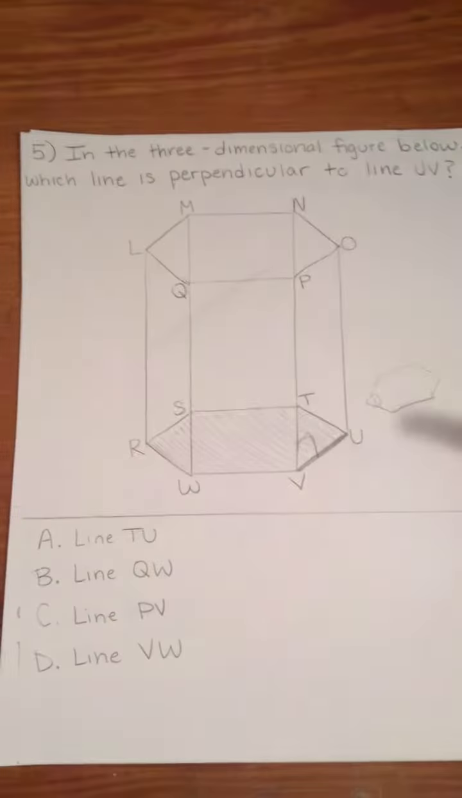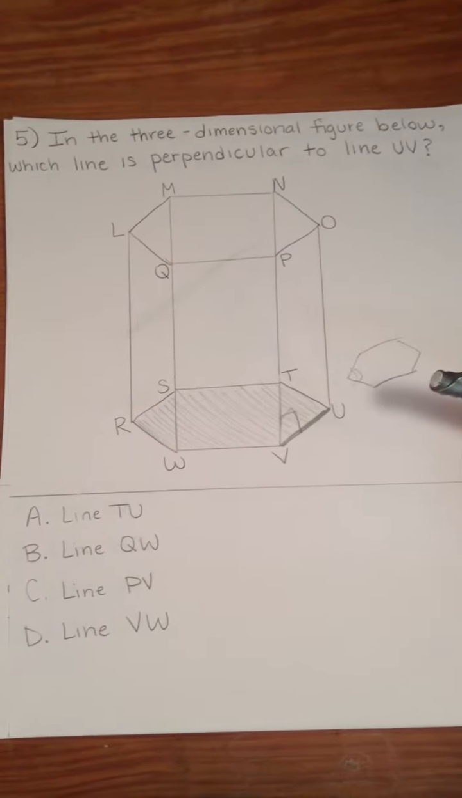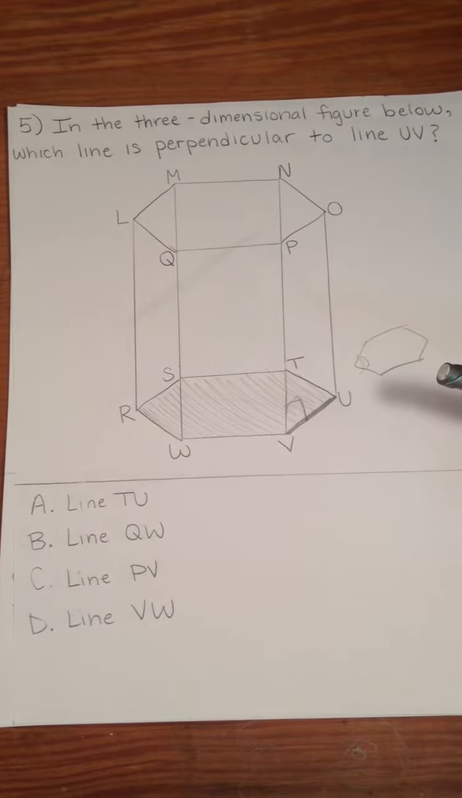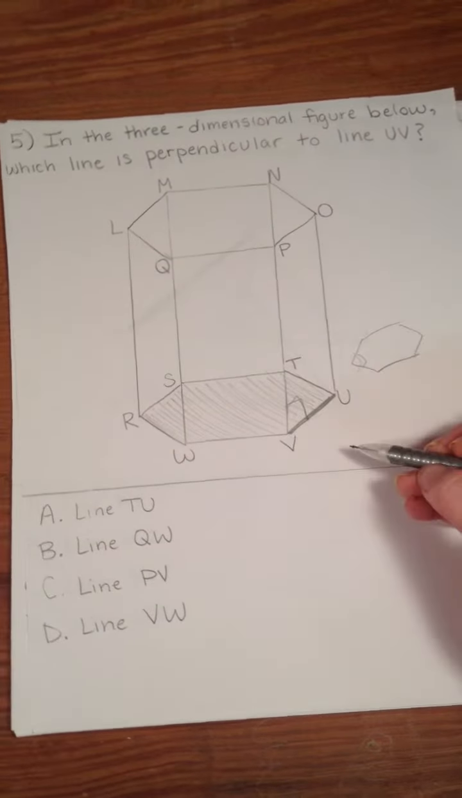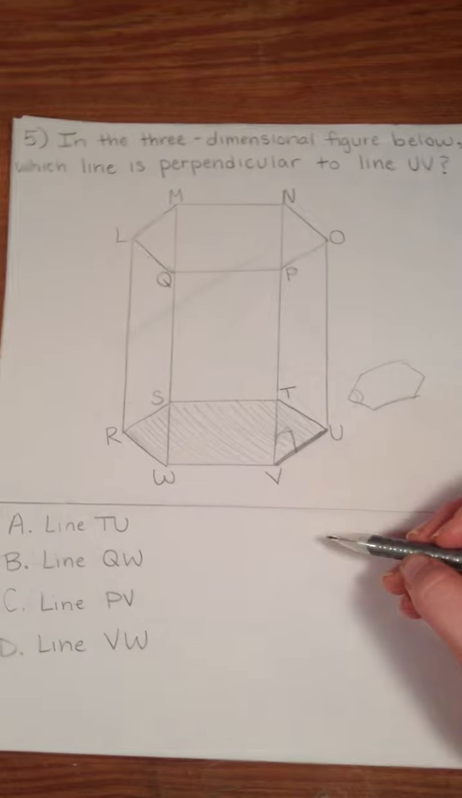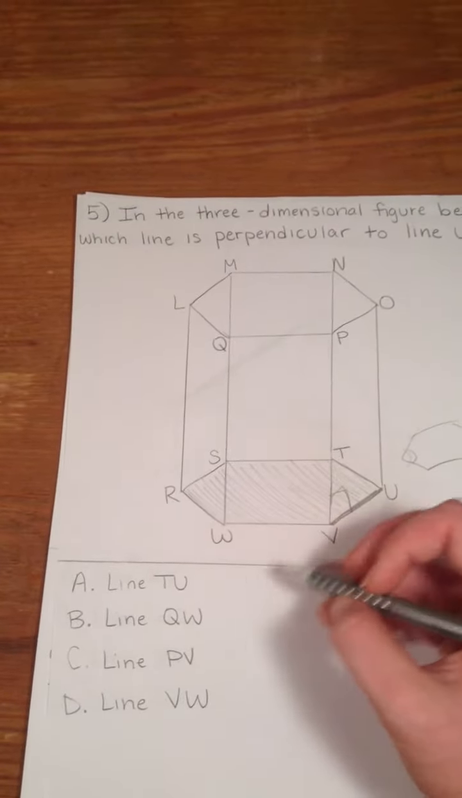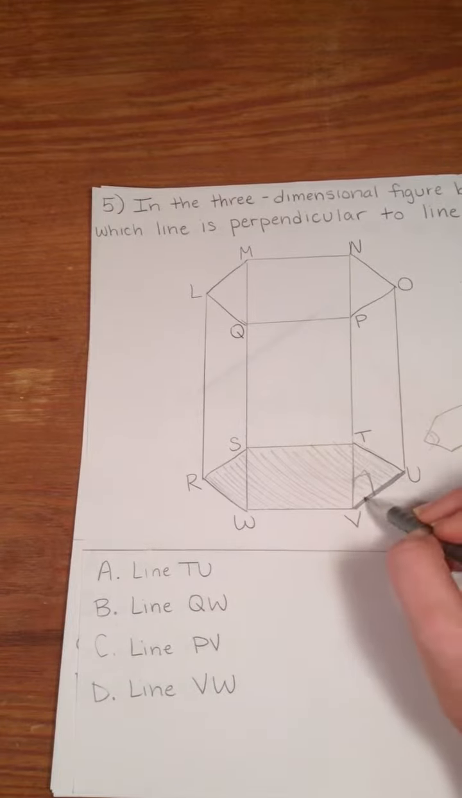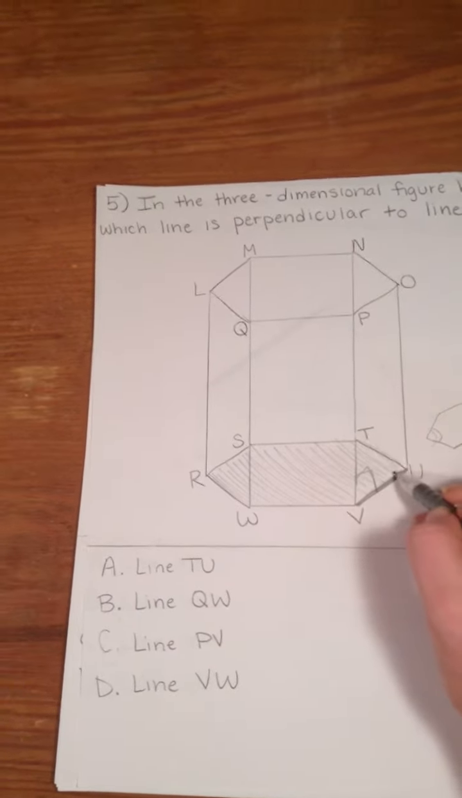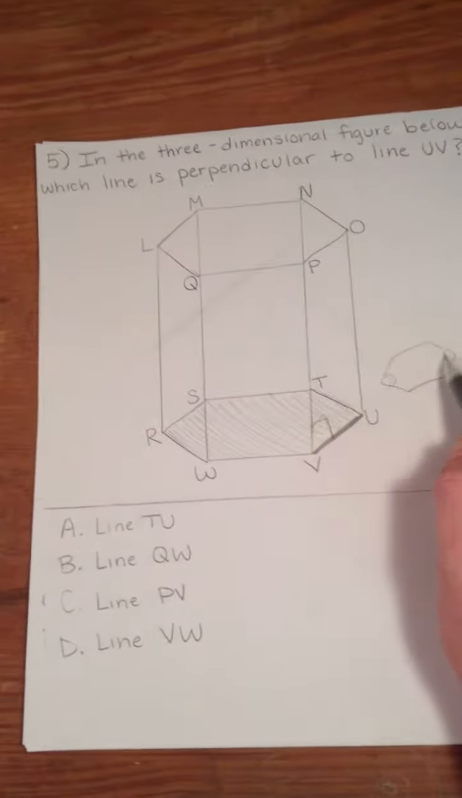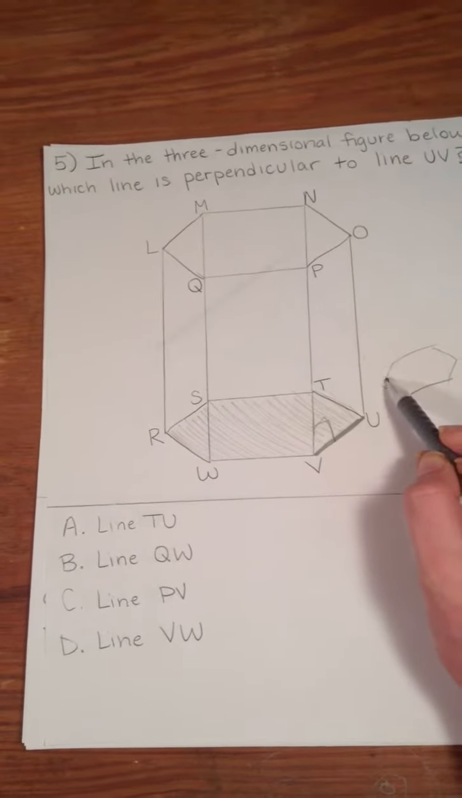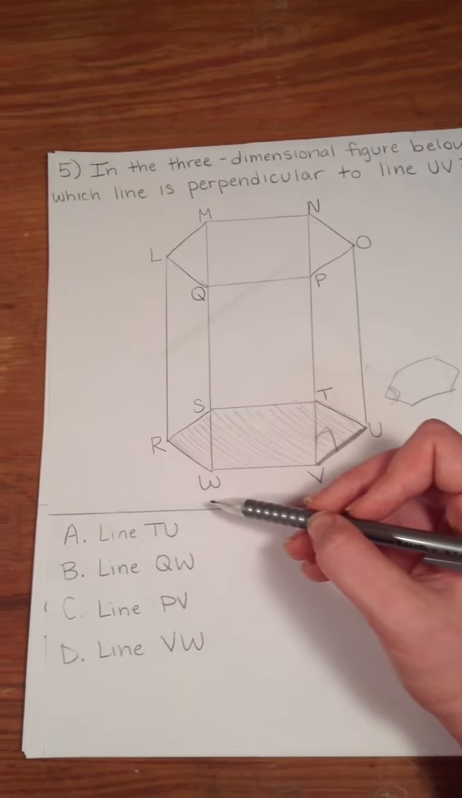Number 5. In the three-dimensional figure below, which line is perpendicular to line UV? So, if you remember, perpendicular lines are lines that meet and form a 90-degree angle. So our first choice is line TU. TU is right here. It may look like it's 90 degrees, but in a hexagon, these angles are not 90 degrees, so that means that A is not the answer.